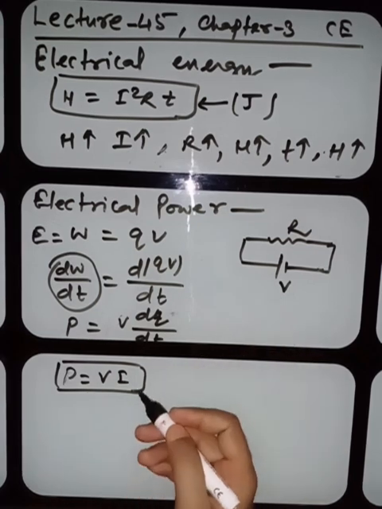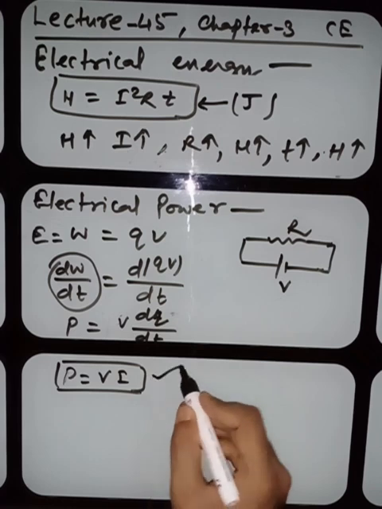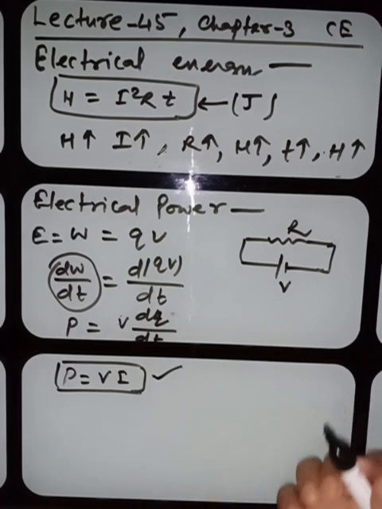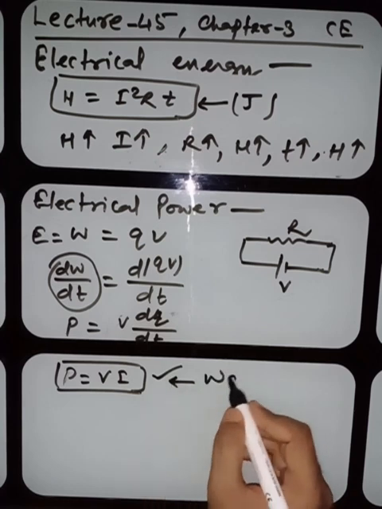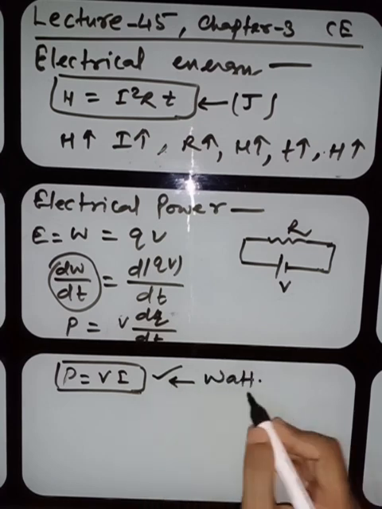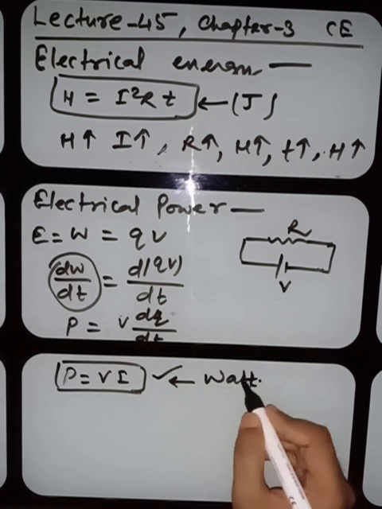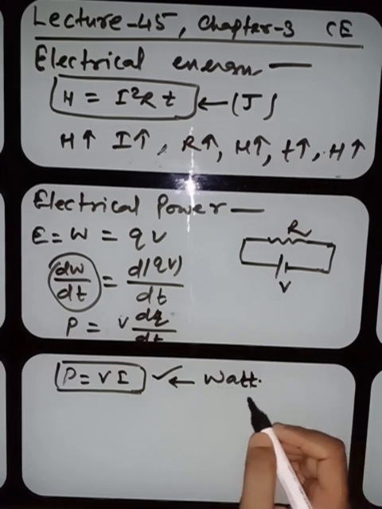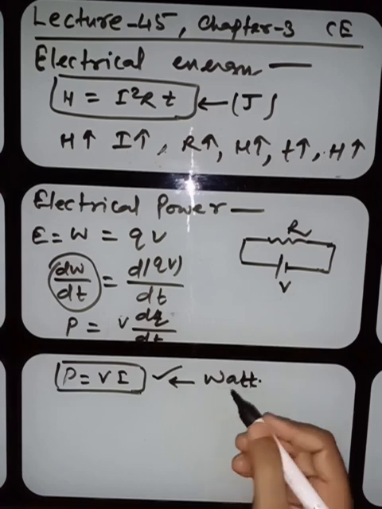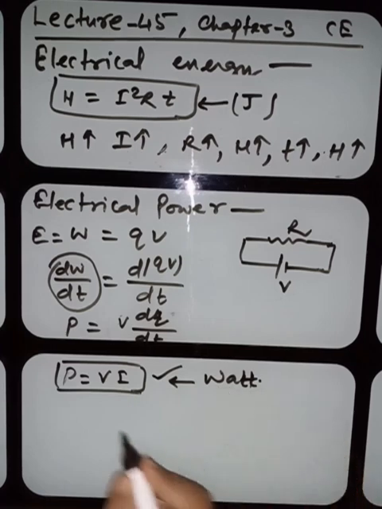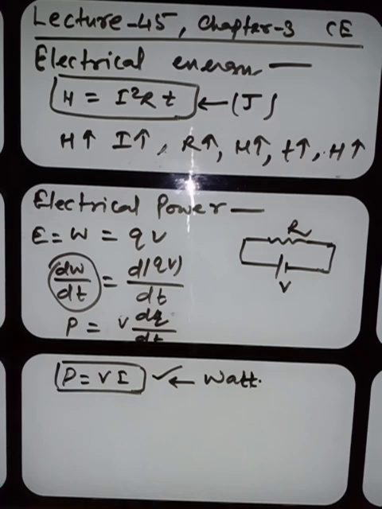Now you can convert this in a different form also. Power: its SI unit, try to remember, is the watt. It is named after the scientist James Watt, in respect of his name, and we use the watt as the SI unit of electrical power. Now you can convert this power in three ways.